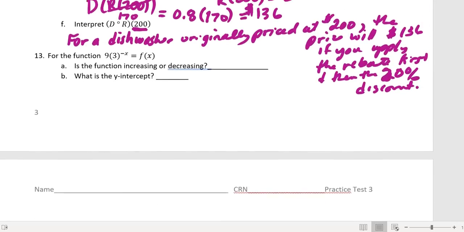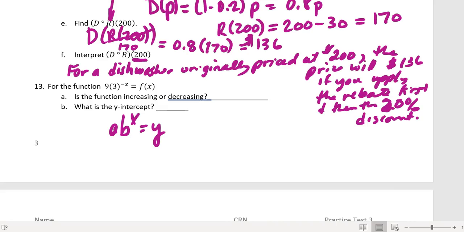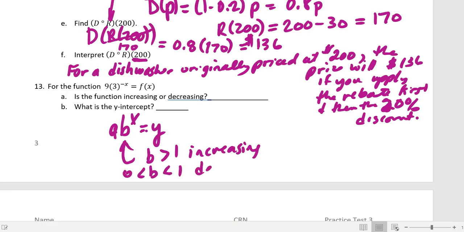All right, number 13. For the function 9 times 3 raised to the negative x is equal to f of x, is this increasing or decreasing? We know that exponential is a times b to the x is equal to y. And we know that if b is greater than 1, it's increasing. And if b is between 0 and 1, it is decreasing. So don't make this harder than it is. We just look at the b.